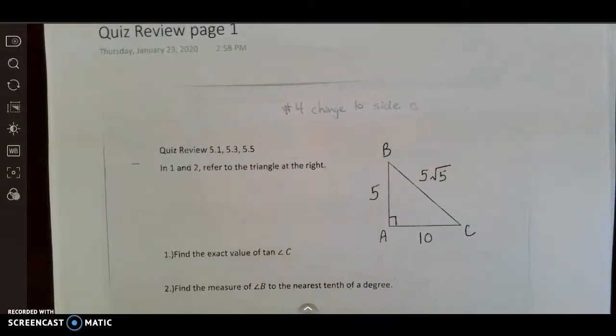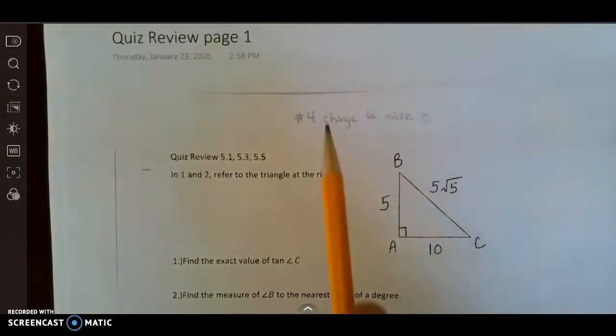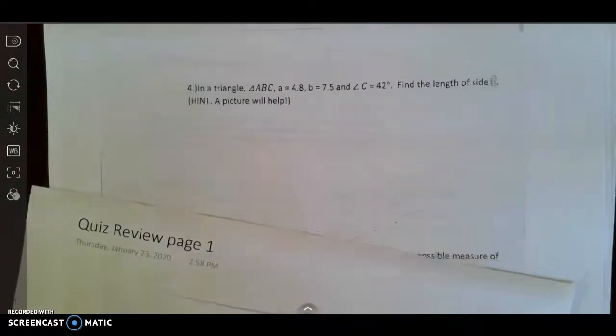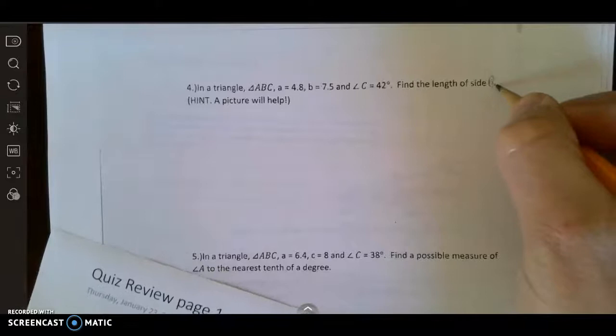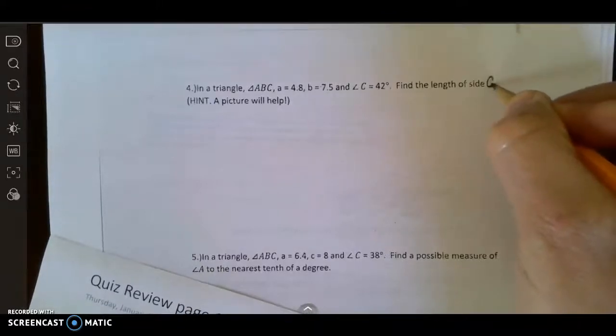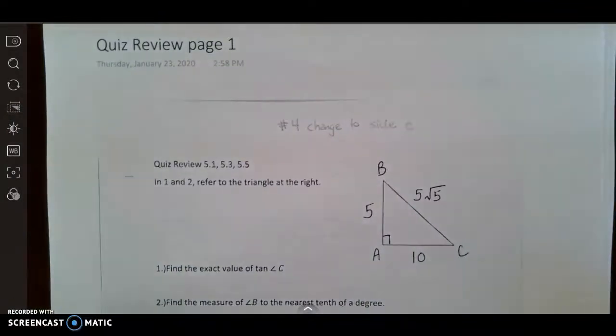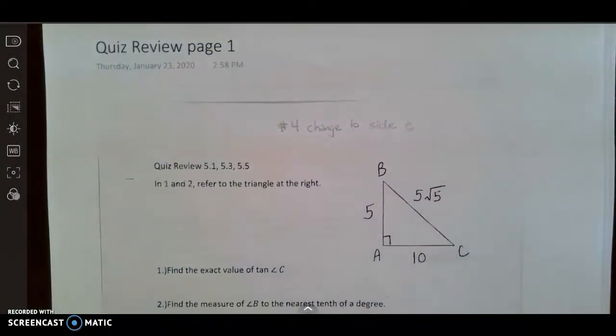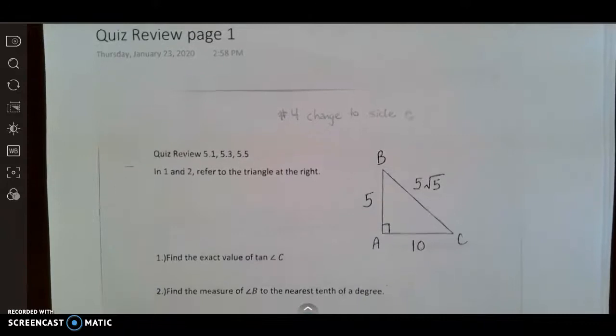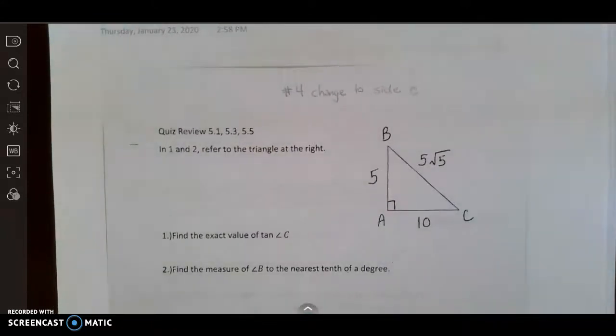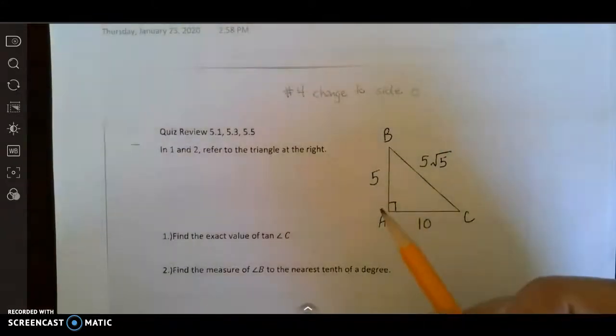All right, so here is our quiz review, and notice it says here at the top, number 4, change to side C. So number 4 right here should say side C. It says in numbers 1 and 2, refer to the triangle at the right. Find the exact value of the tangent of angle C.